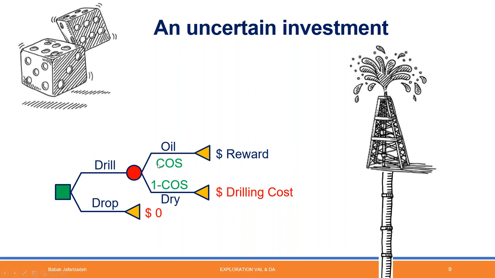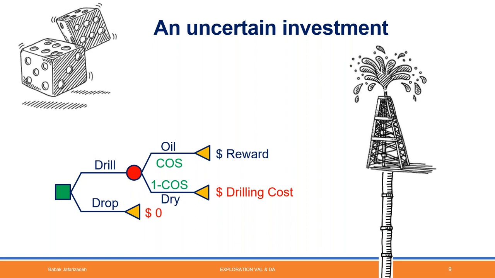And because we have only two possibilities, one minus chance of success is the chance of failure. So if I fail, then I pay the drilling costs. That's red, it means it's negative. If I succeed, then I'll get a net reward. And that net reward is the subject of economic analysis. We need to do some economic analysis to know how much that reward is.